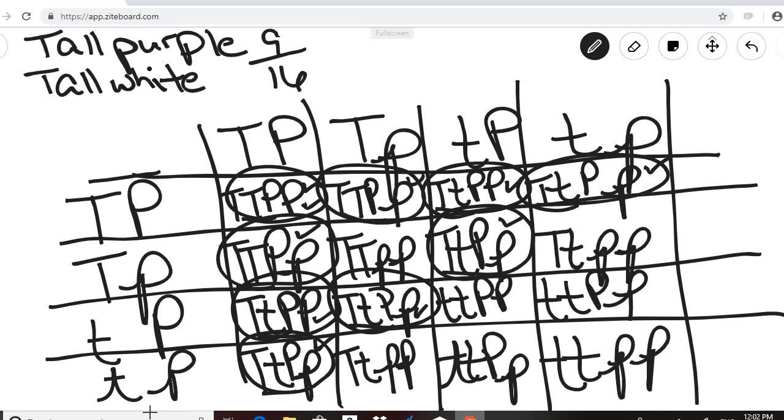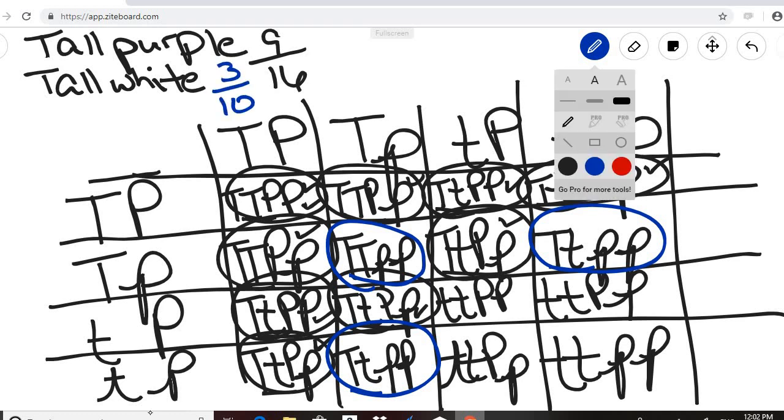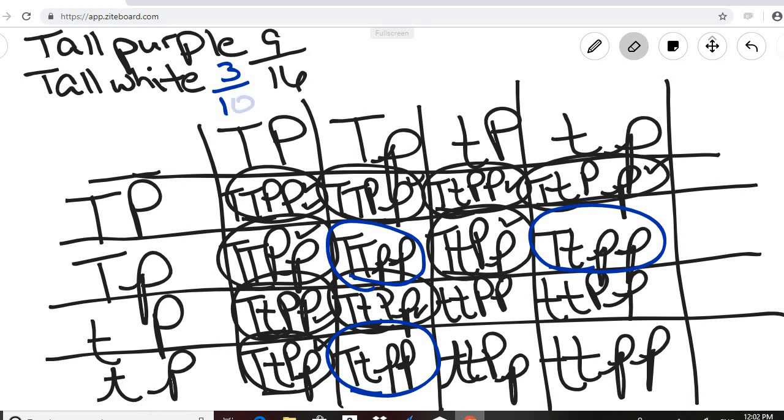To be tall and white, they would need to have at least one uppercase T, but both lowercase p's. Okay, so I'm going to change colors here. So tall and white would be this one, this one, this one. Okay, so 3 of them would be tall and white. So 3 out of 16 would be tall and white.